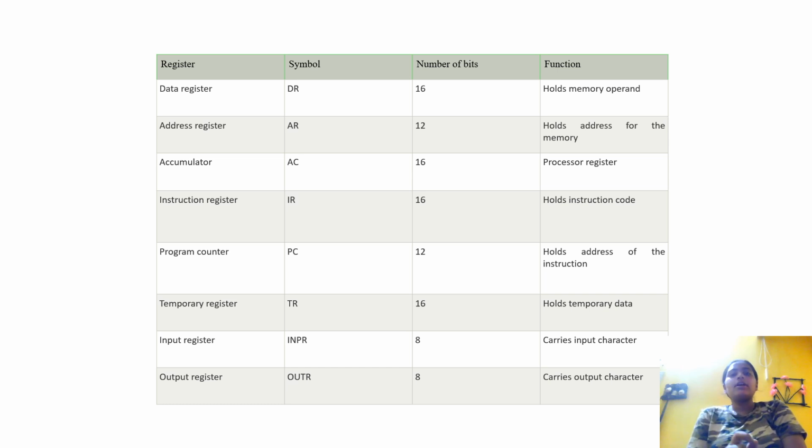Input register, it is represented by the symbol INPR. It has 8 bits and carries the input character. Output register, it is represented by the symbol OUTR. It has 8 bits and carries the output character. You can pause the video for a minute and look at the registers, their symbols, number of bits, and functions.